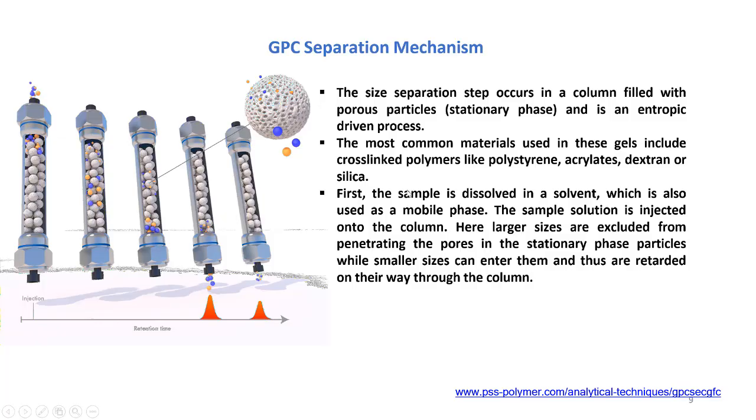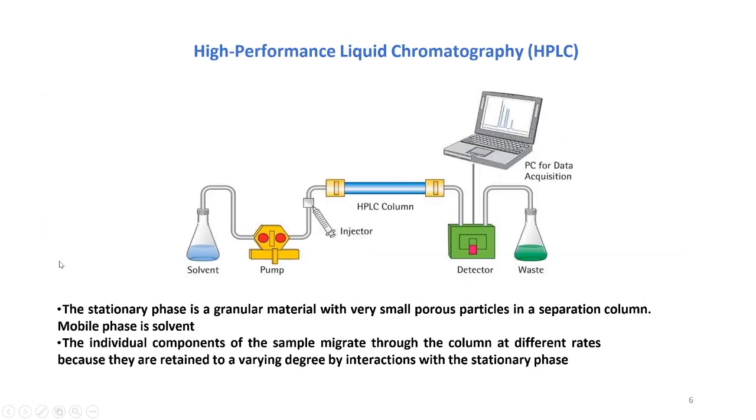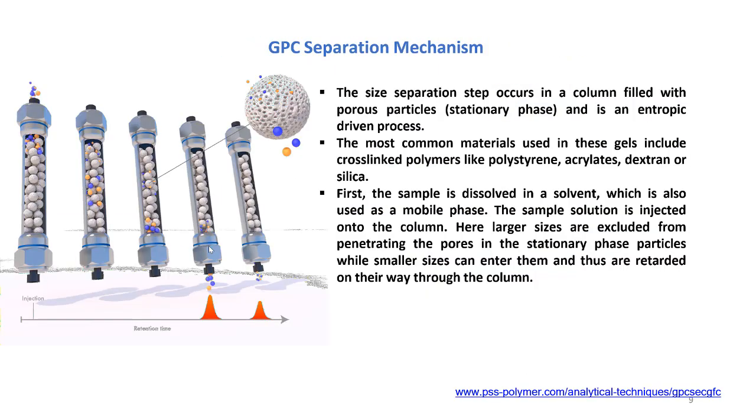So again, here we dissolve the sample in a solvent, which is the same solvent we use as the mobile phase. As I showed here, the solvent is the mobile phase. It tries to elute the sample, to make the sample flow through the column. So the sample is also dissolved in this particular solvent, and then it gets injected into the column.